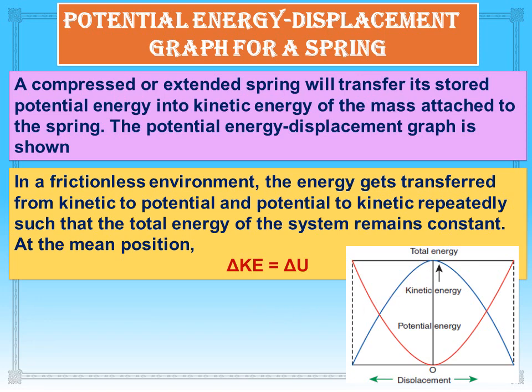In a frictionless environment, the energy gets transferred from kinetic to potential and potential to kinetic repeatedly, such that the total energy of the system remains constant. Therefore, del KE is equal to del U.